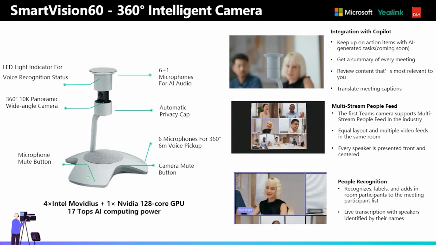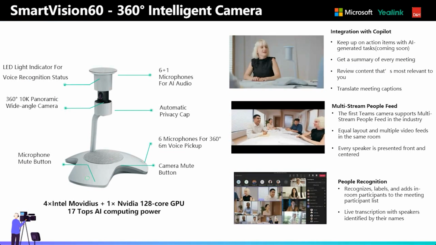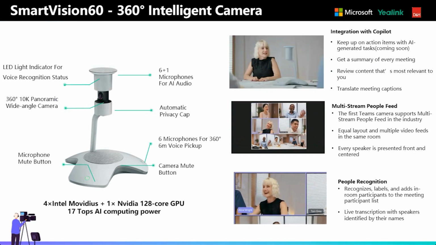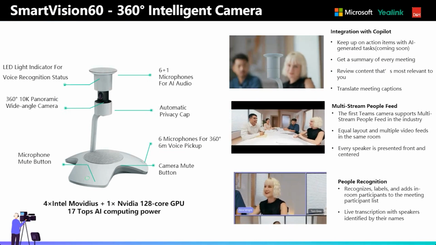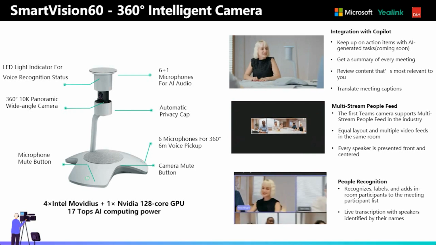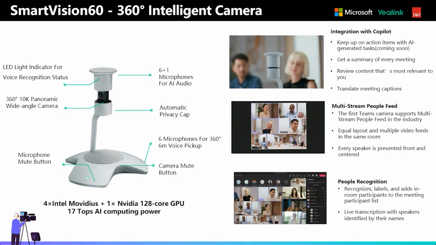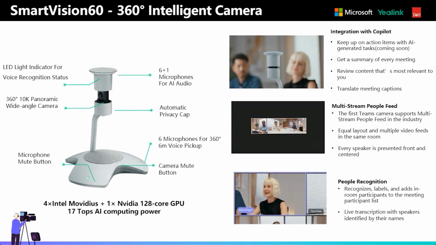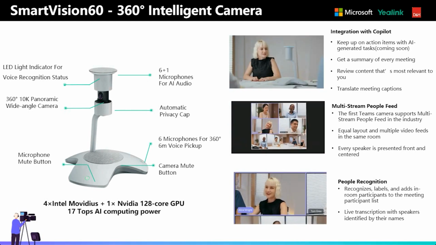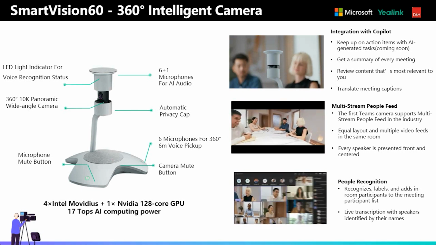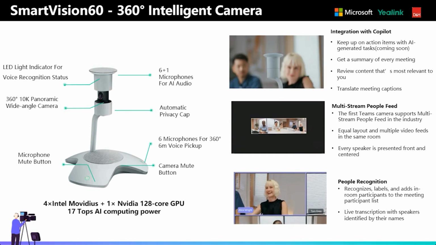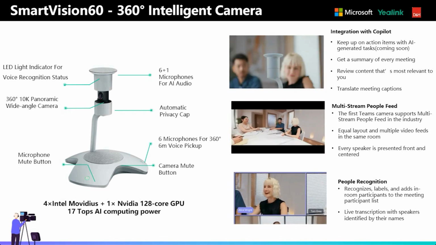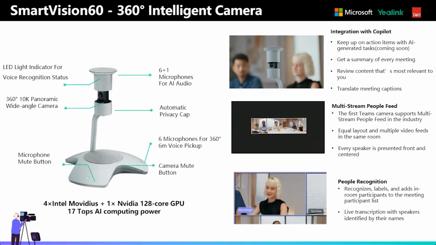All right, so this is a device that I think Amanda mentioned regarding IntelliFrame and people recognition, and also integration with Copilot. That's called SmartVision 60. It's a 360 camera, and there is an AI microphone and AI camera on it. So why do we need an AI microphone and AI camera? The camera and microphone will recognize you by your voice and your face when you join the meeting. When you enter the meeting room, the camera and the microphone can recognize you by your voice and picture. That can show your name in the meeting.